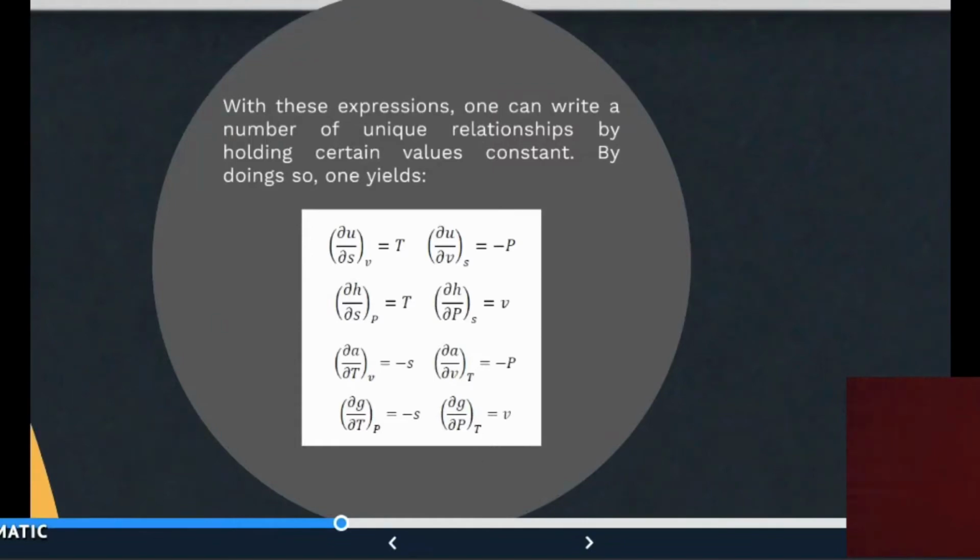With these expressions, one can write a number of unique relations by holding certain values constant. By controlling one of the constants, because here we have two, we will be able to get different values. As you can see for the first part, for example dU, dS and dV: when we hold V constant, we get T, and when we hold S constant, we get negative P. That is how it works for enthalpy, Helmholtz energy, and Gibbs energy as well.